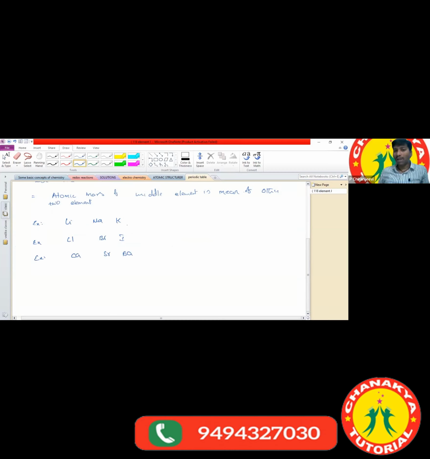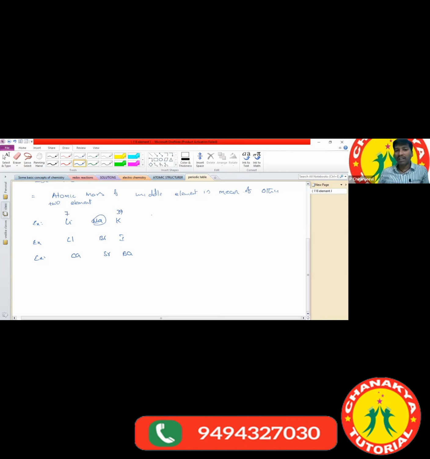Now I am going to explain one example. According to the definition, the atomic mass of the middle element is the mean of the other two elements. That means first we can check it out. The atomic mass of lithium is 7. The atomic mass of potassium is 39. If you know these two, from that we can calculate the sodium atomic mass.